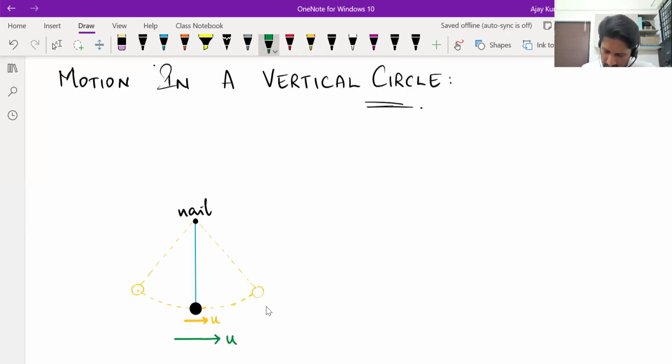So maybe somewhat like this. Give it some additional velocity, it will go to some additional angle. It will swing with a greater amplitude, you can say. Anyway, let's not use the word amplitude now itself. You'll learn it in a later chapter.